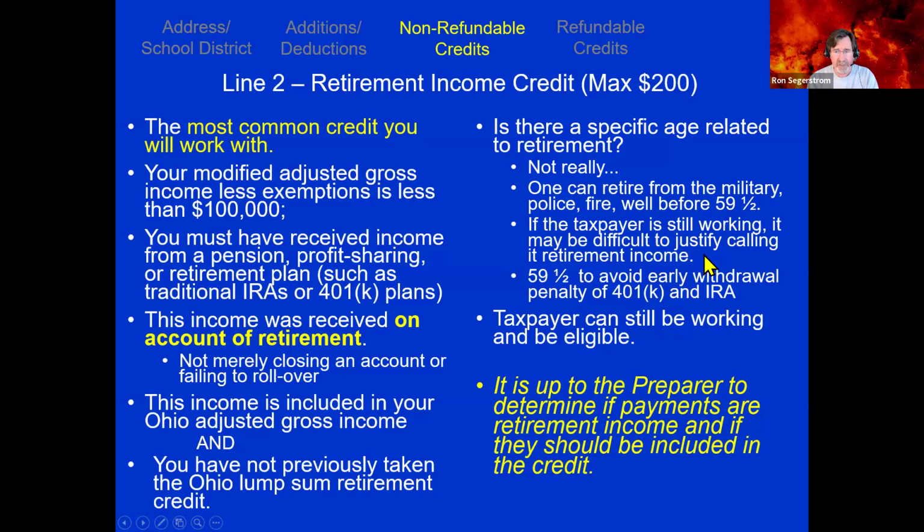If the taxpayer is still working, like that guy who was 36 who took the distribution, it may be difficult to justify calling it retirement income, but the tax rules say the taxpayer can still be working to be eligible. So it's really up to the preparer to make a good judgment. If that taxpayer closed out their 401k or failed to make a rollover, that amount will show up in the Ohio portion as retirement income, but the preparer has to know that it is not eligible for the retirement income credit.